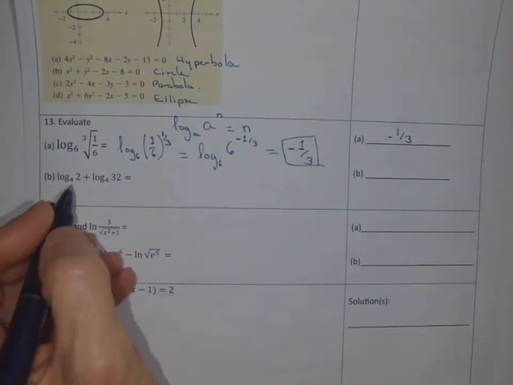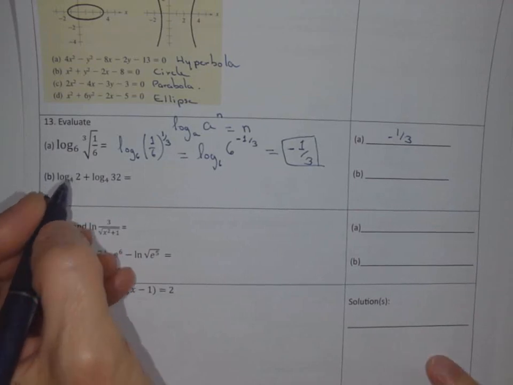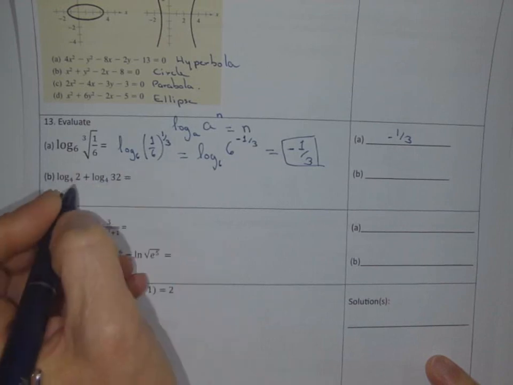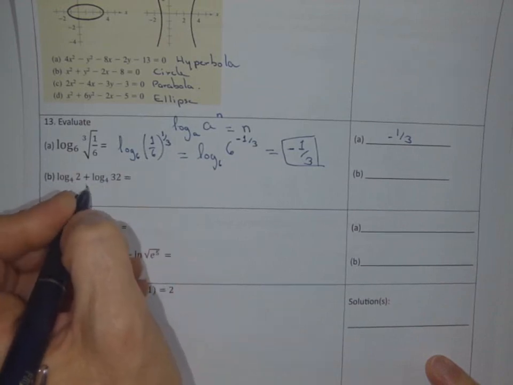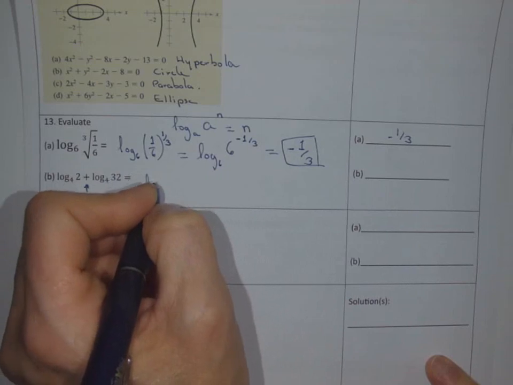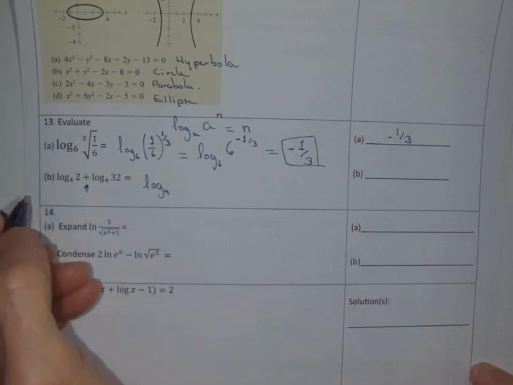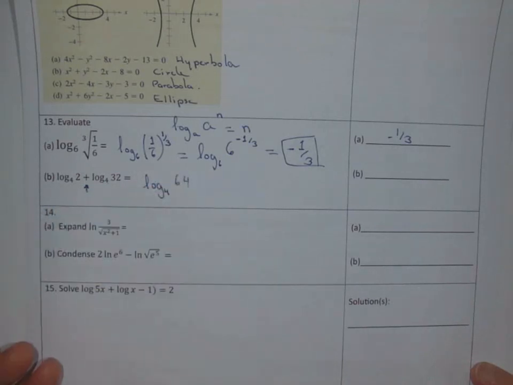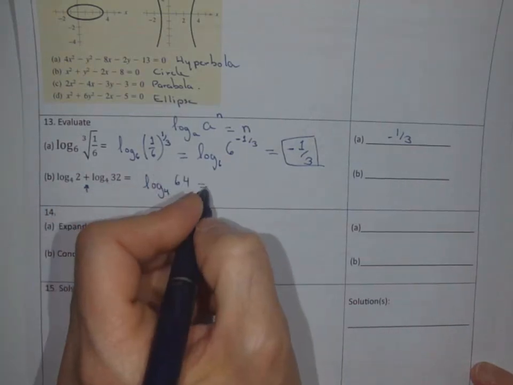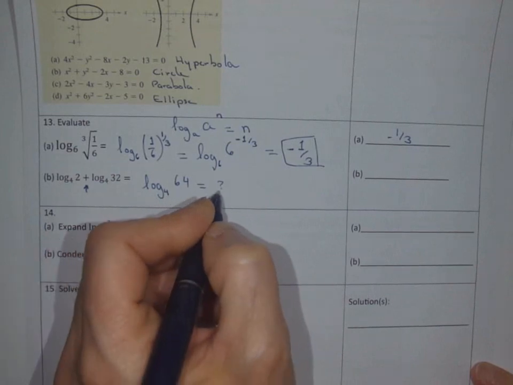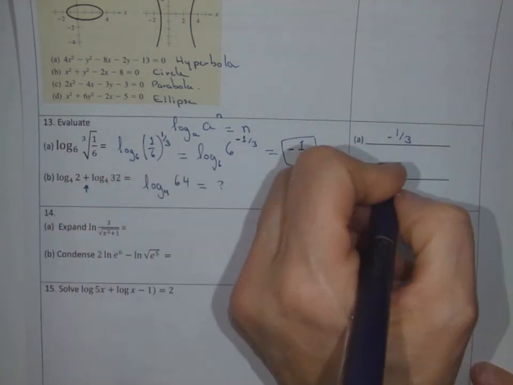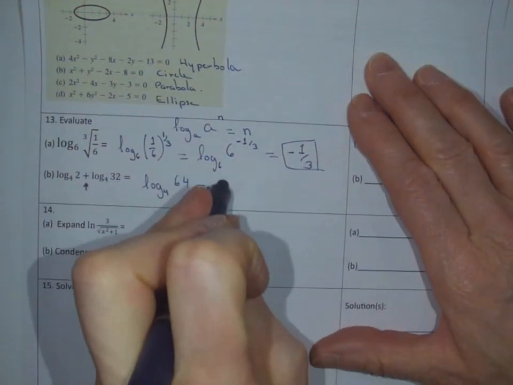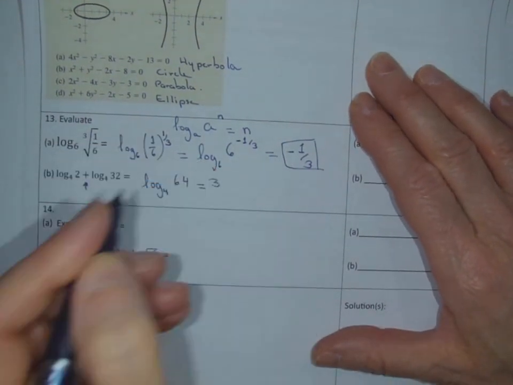For B, you can do that two different ways, but the first thing I noticed here is that I have a base 4 and a base 4. So I said, oh, when I have the same bases and I am adding the logs, I can write that as one single log with that same base, multiplying their insides. So 2 times 32 is 64. Then I'm asking myself, 4 to what exponent gives me 64? Well, that will be a 3. Because 4 cubed will be 64. So that should be a 3. Okay?